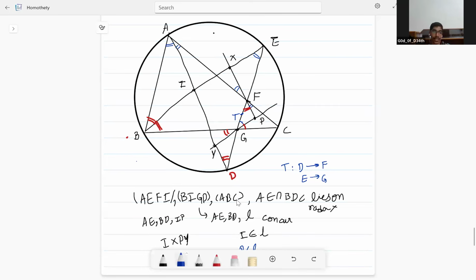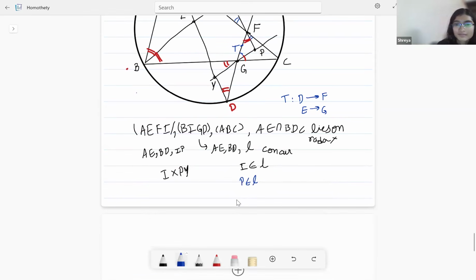How have you defined T? I have defined T to be the center of a homothety which sends D to F and E to G. Oh, okay. We don't know what's good about T. It's just that it's what makes the homothety work. That's all. Okay, got it. Yeah. I'm just going to sit here and do some stuff.